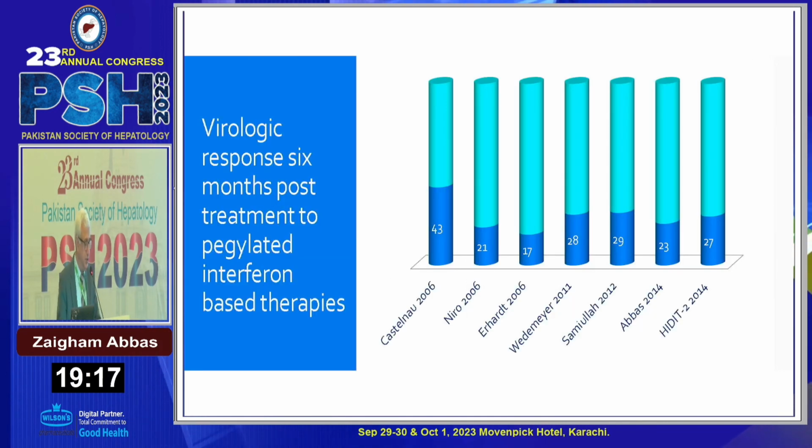And in the initial studies done with pegylated interferon, we are still using pegylated interferon here. The experience is that about one-quarter, about 25% of the patients, respond to pegylated interferon. And this includes one of our studies, population general viral hepatitis.